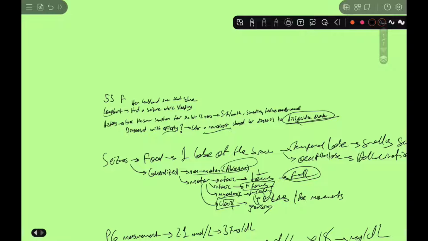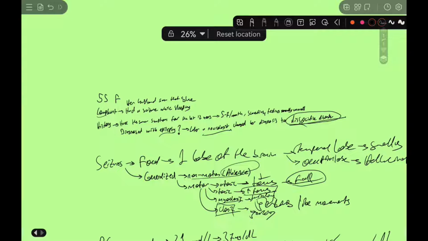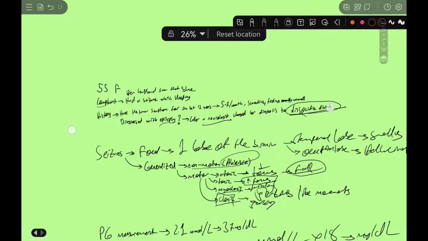Hi, today I'm going to talk about an Insulinoma patient. So let's begin. We have a 55 years old female, and her main complaint was that her husband saw that she was having a seizure while she was sleeping at 1 p.m.